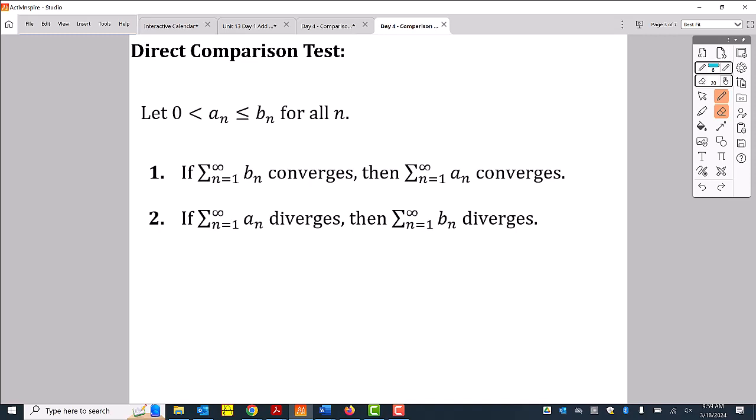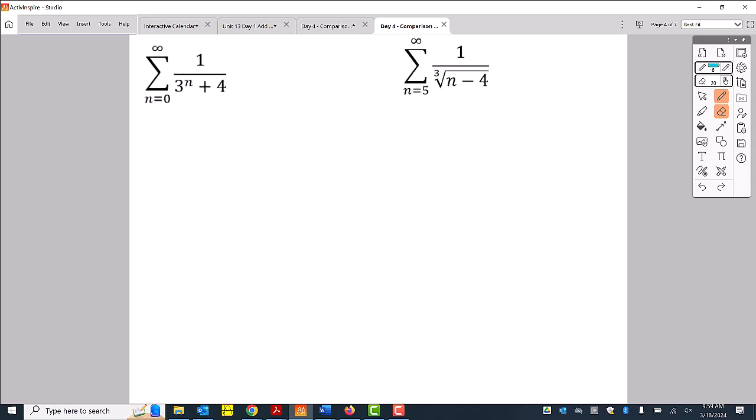So B is the bigger one. So if the sum of the bigger one converges, then the sum of the one that's smaller than it has to also converge, which makes sense. For 2, we say if the sum of A diverges, then the sum of B diverges. So if the smaller one is diverging, that means that the bigger one has to also diverge. The big thing with direct comparison test is picking what you're going to compare to.